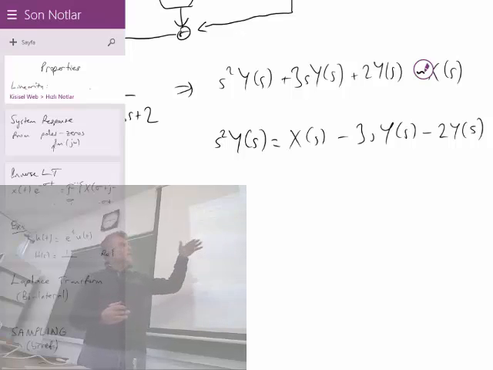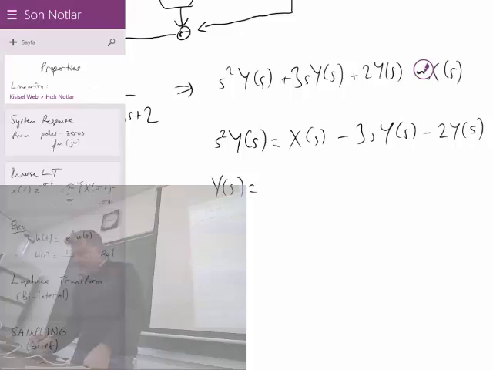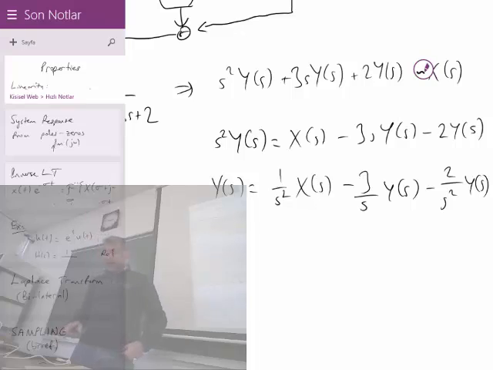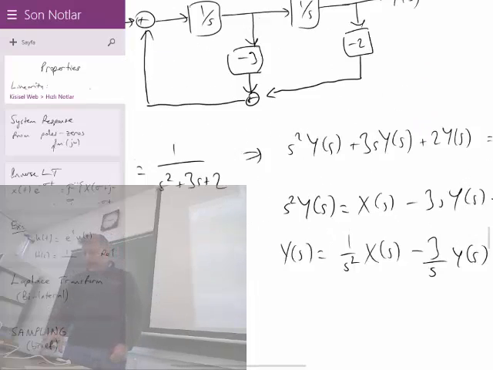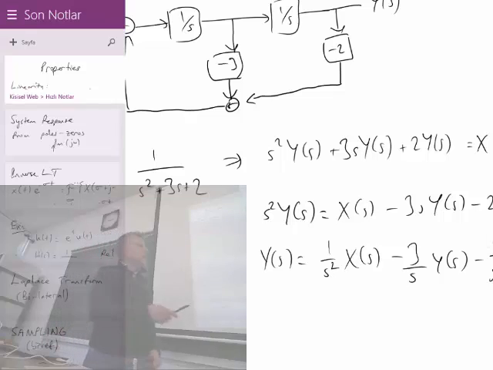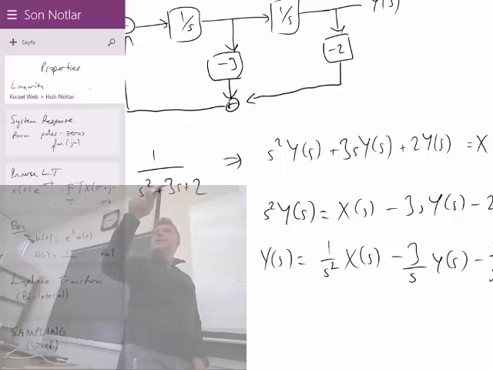Now I have to divide all the terms by s squared to isolate y of s at the left hand side, and that is y of s is equal to 1 over s squared x of s minus 3 over s y of s minus 2 over s squared y of s. Now look at this formula. That formula says that this x of s needs to be integrated twice. 1 over s and then 1 over s.